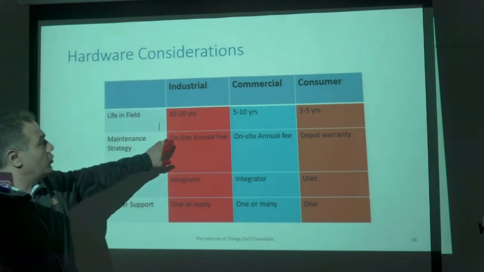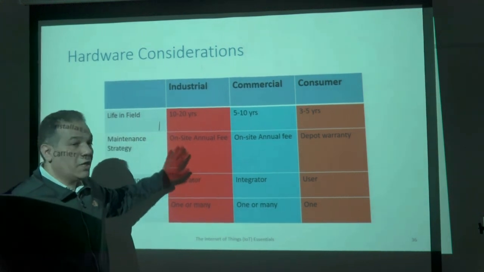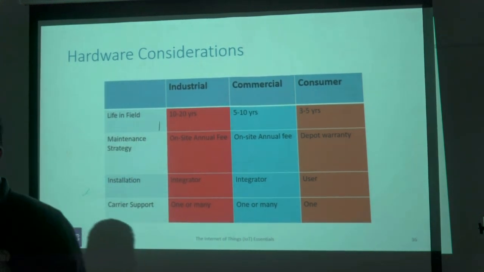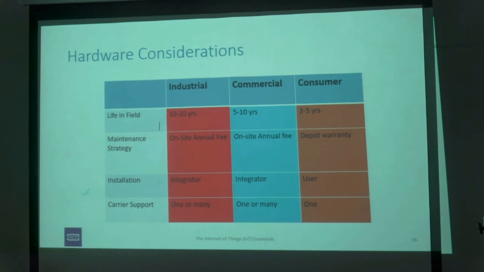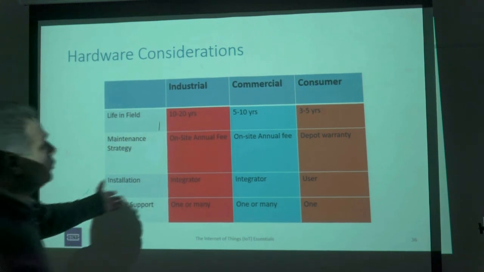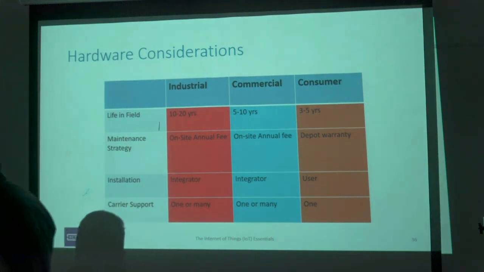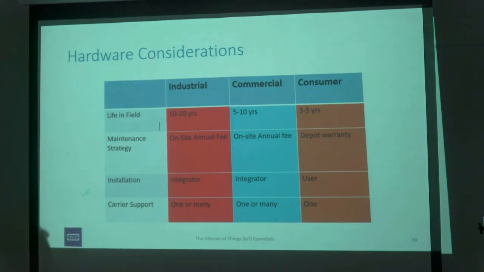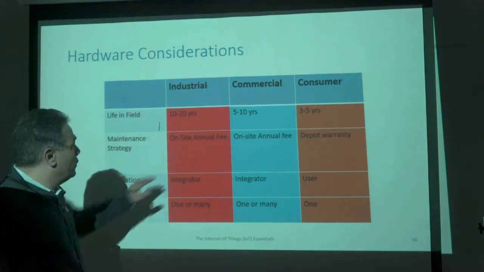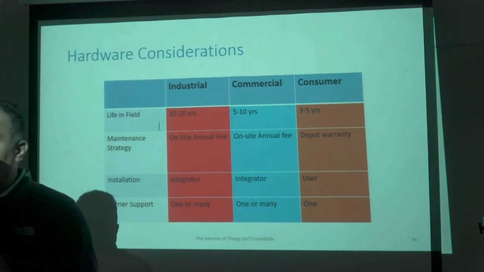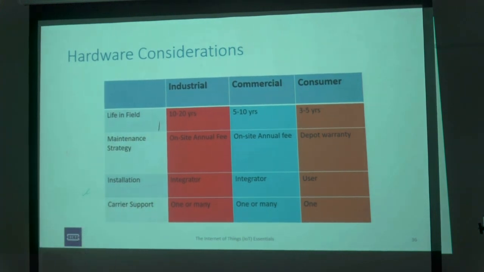Maintenance and strategy. So in industry, you need on-site annual. On-site, so you have a contract for maintenance. They come on-site. But for consumer, it's like a warranty. It's over the phone. It's less than this. Industry, when their device breaks, they need to fix it the same day. As a consumer, you know, less sensitive, right?